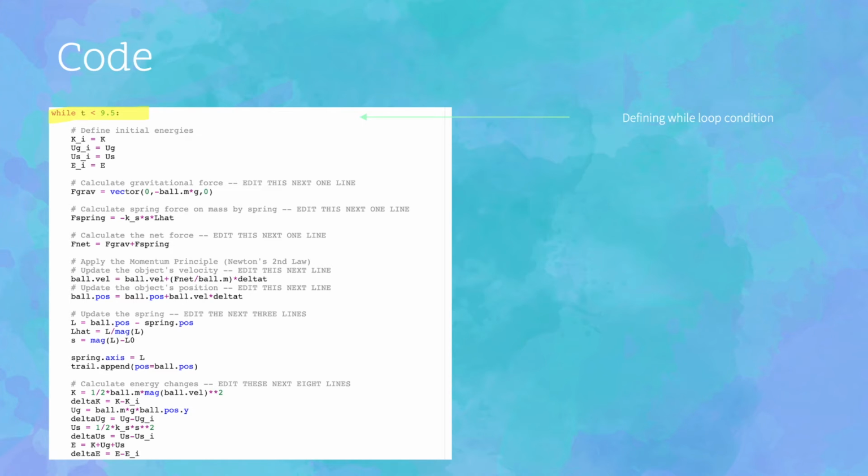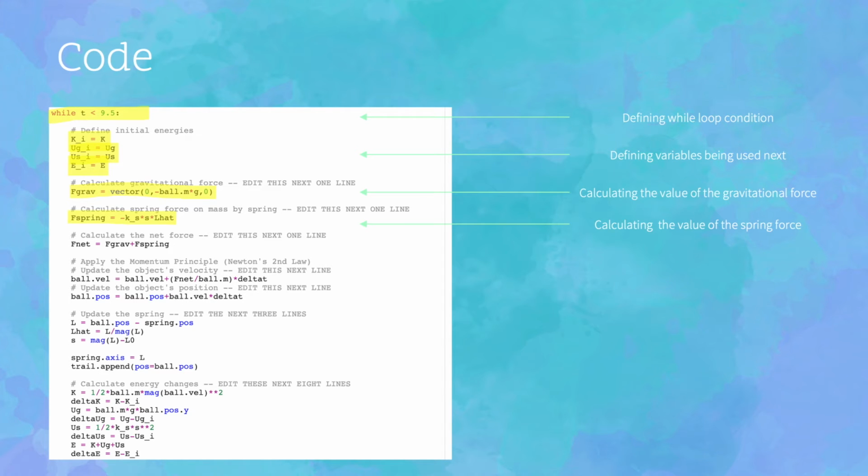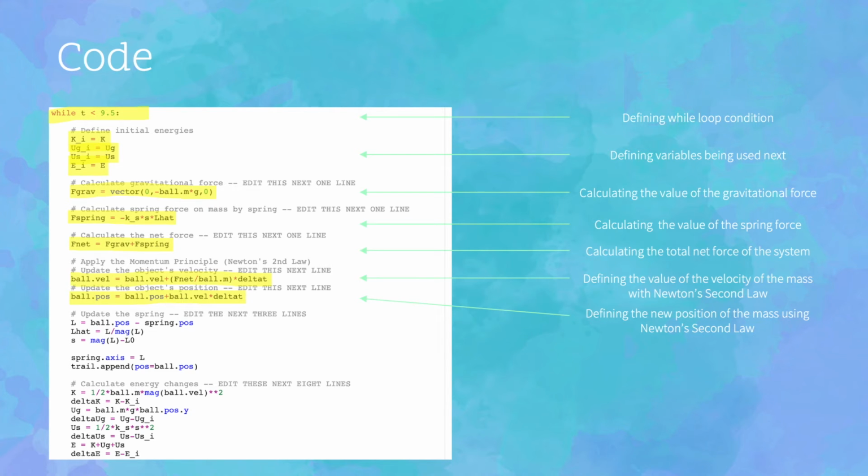I defined new variables for the initial energies at the beginning of the while loop and then calculated the net force as the sum of the gravitational force, calculated using mass times gravity, and the spring force, calculated using the constant times the length difference and the direction of the movement. Then I calculated the velocity and position of the mass using Newton's second law. Finally, I repeated the calculations for the change in position and energies of the system.